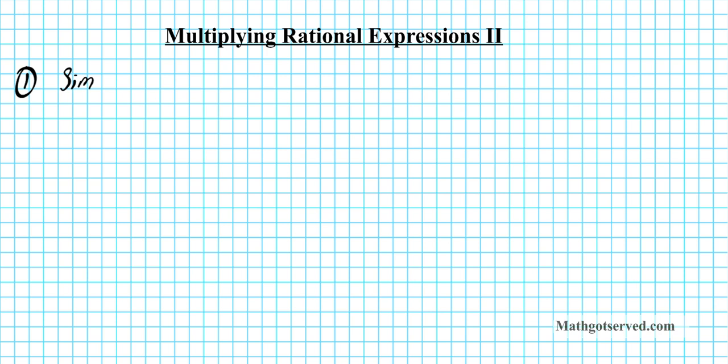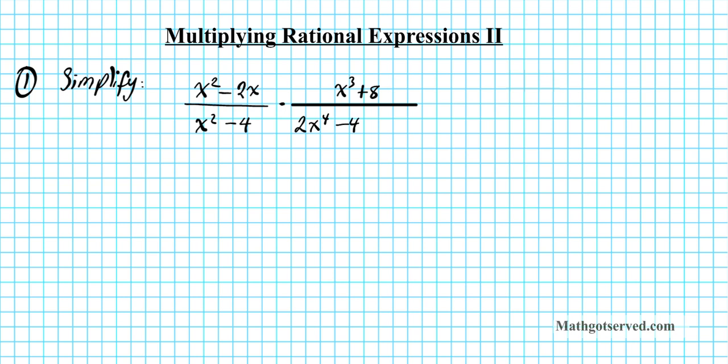So the task is to simplify this rational expression, x squared minus 2x over x squared minus 4 times x to the third plus 8, and that's a binomial, divided by 2x to the fourth minus 4x to the third plus 8x squared.